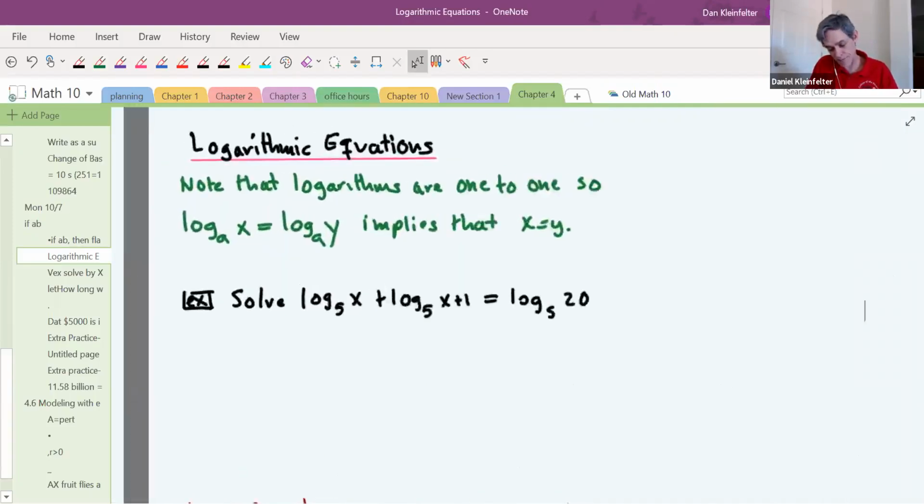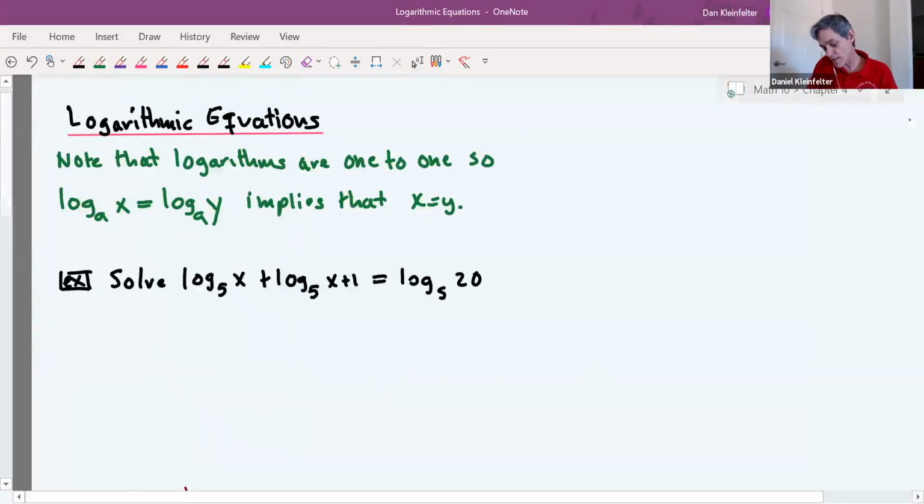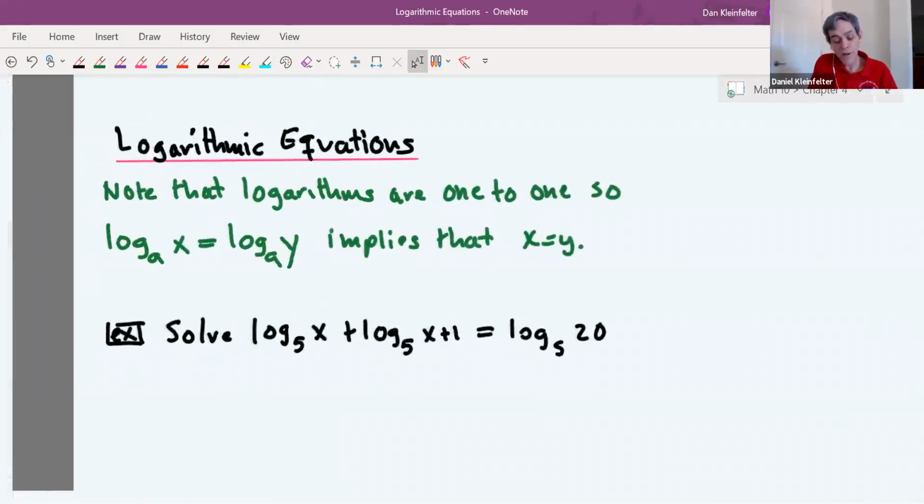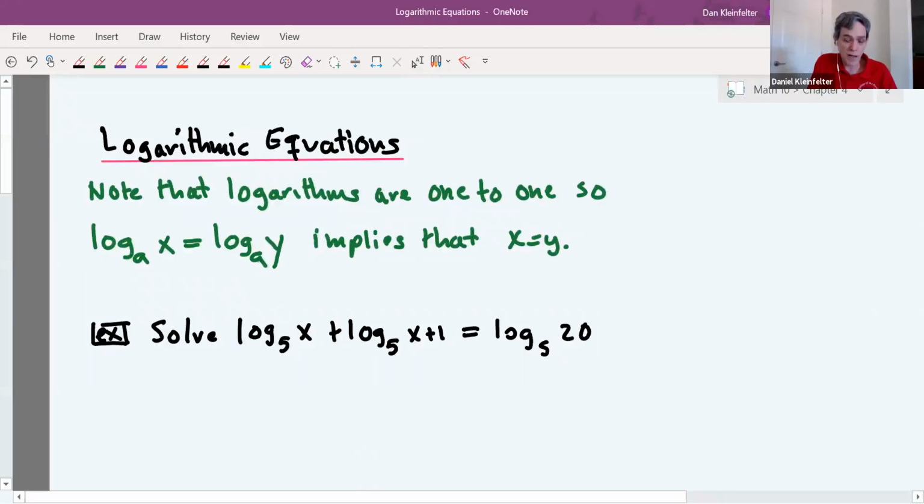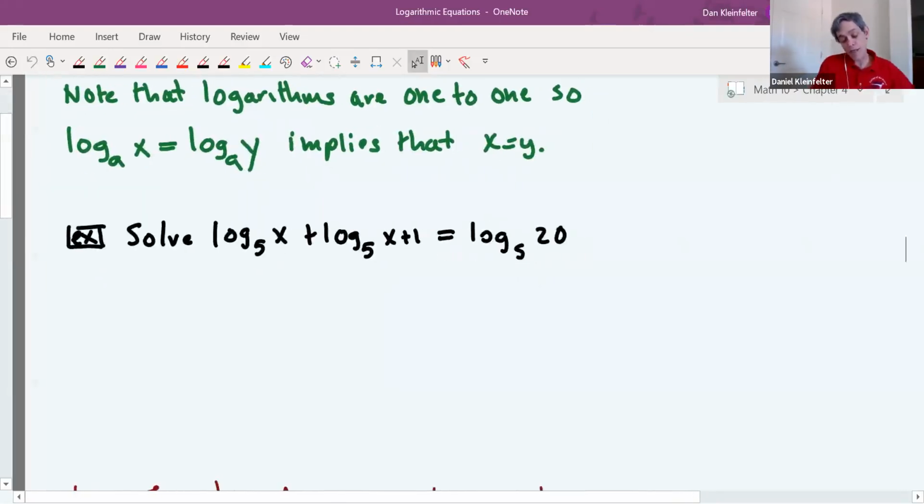Just as with the exponential functions, the logarithm functions are one-to-one. So if you know that log of one thing equals log of another, then that implies that the two things you took the log of have to be equal to each other. That's how we can solve lots of log equations.